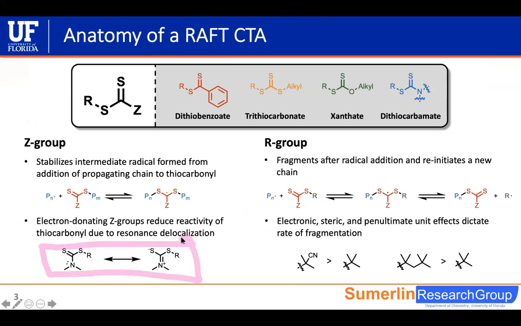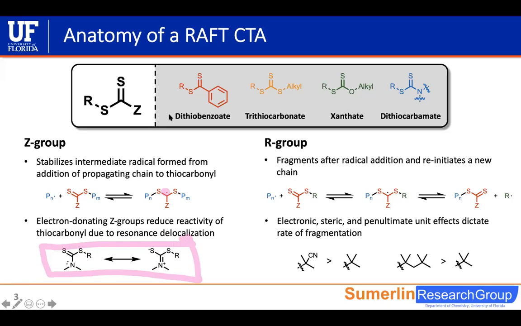So we were faced with this problem where we generate this intermediate radical right in the middle. So that's basically what we're doing. We're ranking all of these structures, okay? So we have a radical. And we're going to say that all of these electron donating groups, we even say it right here, electron donating Z groups, reduce the reactivity of this molecule due to resonance delocalization. So now that makes a little bit more sense. The groups that are electron donating are going to stabilize those radicals, while the groups that are electron withdrawing are going to destabilize those radicals.